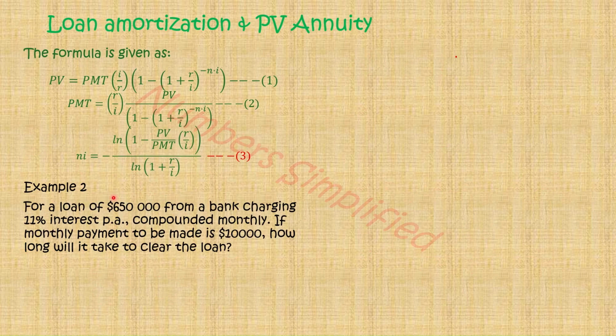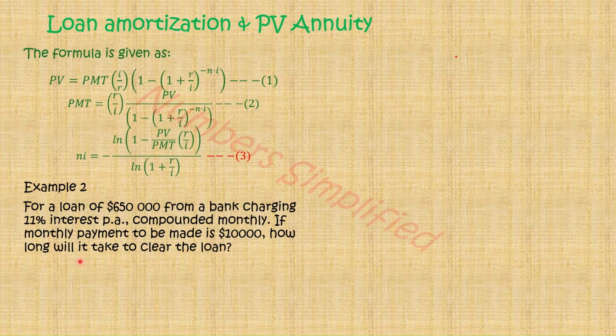A loan of $650,000 from a bank charging 11% interest per annum, compounded monthly. If monthly payments of $10,000 are to be made, how long will it take to clear the loan?